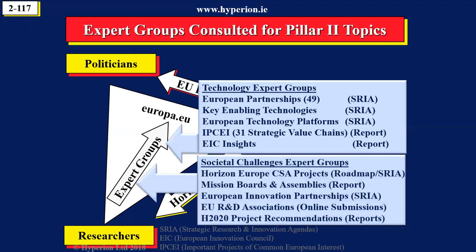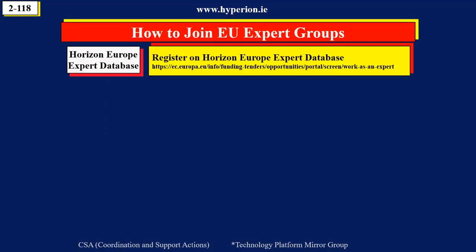Now, one of the questions that keeps coming up in the courses is how do you join one of these expert groups? Now, one way is through the Commission's own database for Horizon Europe. You can register to be an expert for proposal evaluations, for advisory groups. So I recommend that first thing you do is put your name in there, indicating the skill sets that you have.